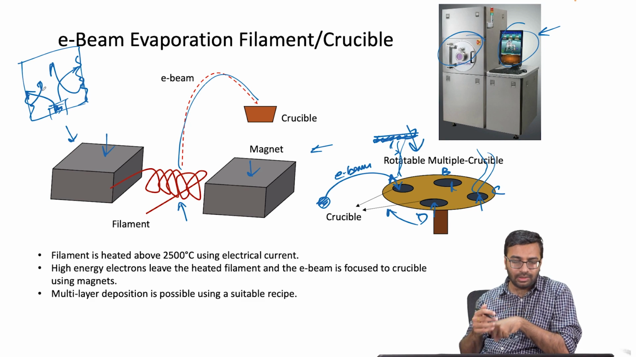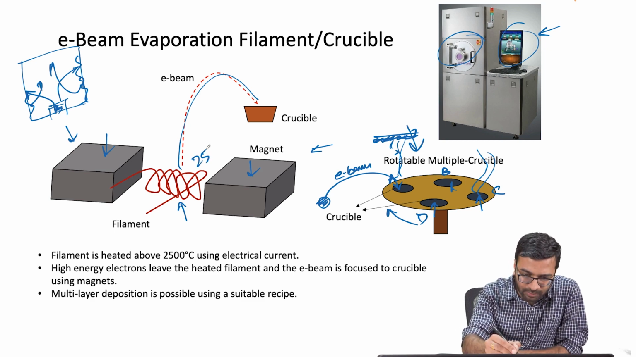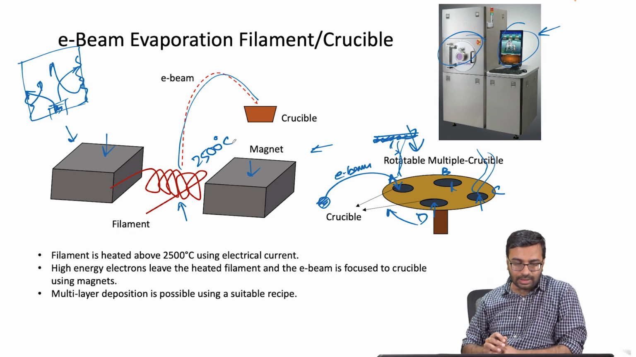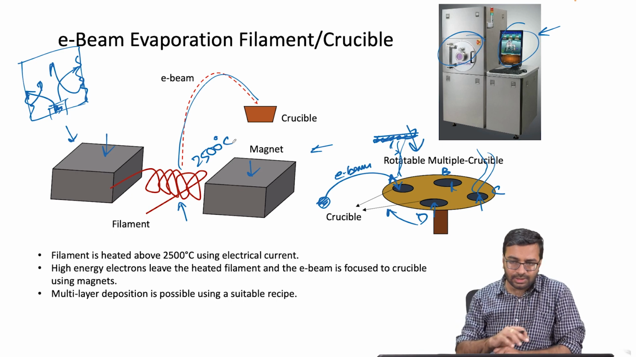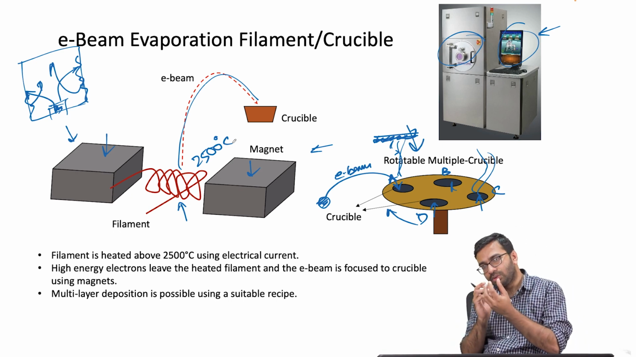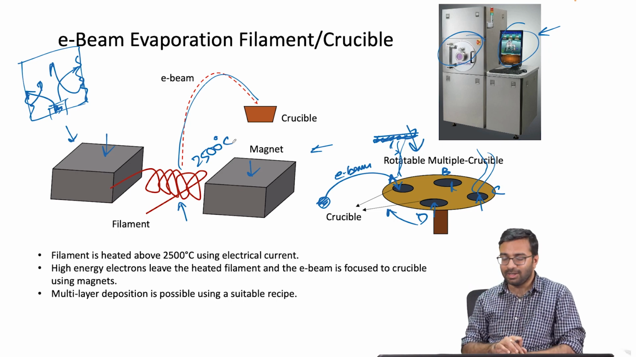Then the filament usually goes up to 2500 degrees centigrade with an electric current, and multi-layer deposition is possible using this technique, provided you have this rotatory disc option available there.